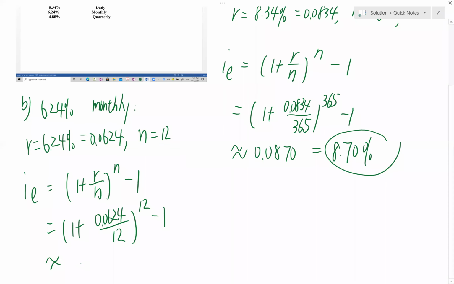So 0.06. Turning into percentage will be 6.42%. You see, it's bigger. It's higher than the nominal rate.